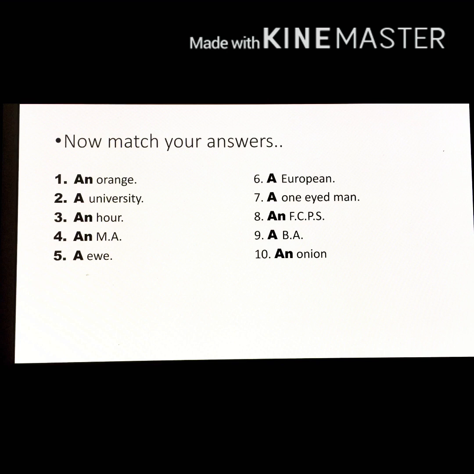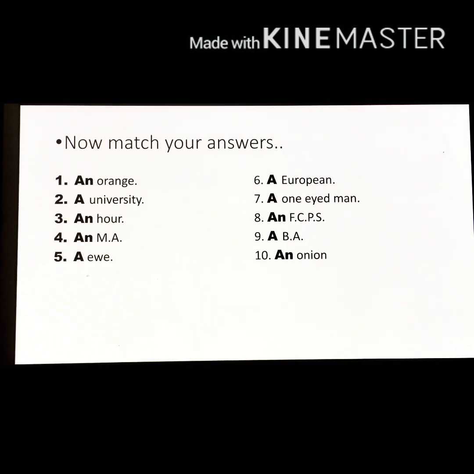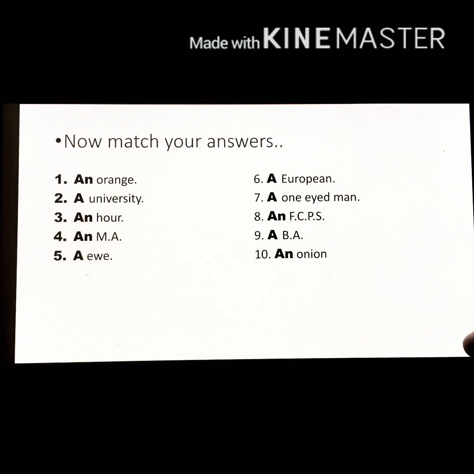And in number 7, a one-eyed man. One sounds like w-a. That is why we use a here, because w is a consonant, we know that. And FCPS in number 8, see, F sounds like ef. That means just like number 4, MA, here F also begins with a vowel sound. That's why we should take it as a vowel sound. In number 9, B sounds like a consonant. That is why we use a here. And onion is simple because o is a vowel and it sounds like a vowel, so an is used here.